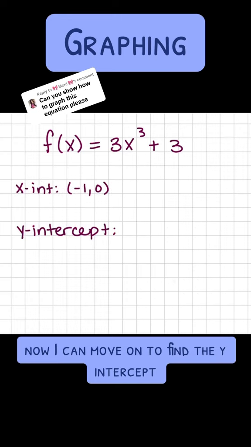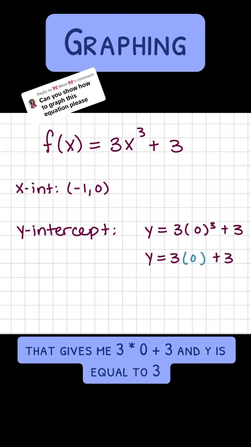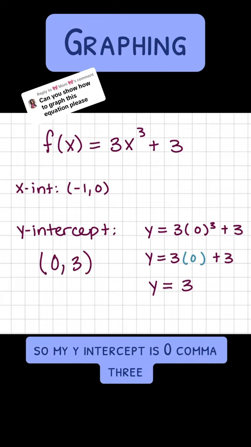Now I can move on to find the y-intercept. To do this, I plug 0 in for x and simplify. That gives me 3 times 0 plus 3, and y is equal to 3. So my y-intercept is (0, 3).